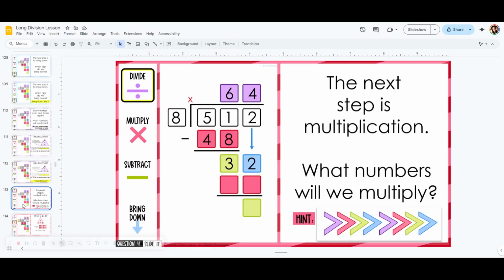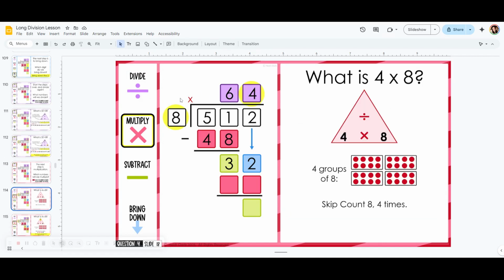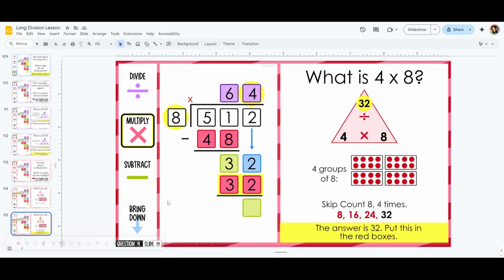Our next step is multiplication. What numbers are we going to multiply? Hint, it's one of the numbers you just used. That was the 4. You're going to multiply 4 times 8. And put your answer in these red boxes here. 32.